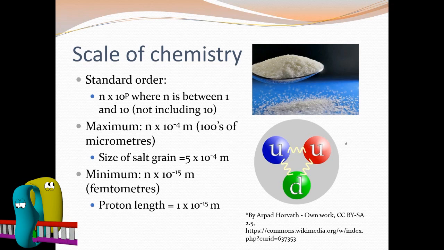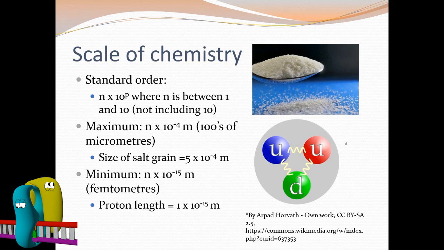So the example I've given is the size of a grain of table salt, which is 5 times 10 to the minus 4 meters, or it's about 500 micrometers, or 0.5 millimeters. That's probably a bit more of a realistic term in terms of the everyday. And the smallest, looking at femtometers, is the length of a proton, which is a femtometer. So this is, imagine 1,000,000,000,000,000th of a meter, which is kind of, you can't really get your head around. Or at least, even if you understand the units of measure, it sometimes seems quite abstract, these tiny sizes.